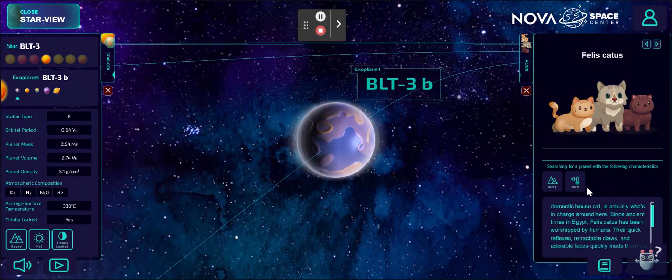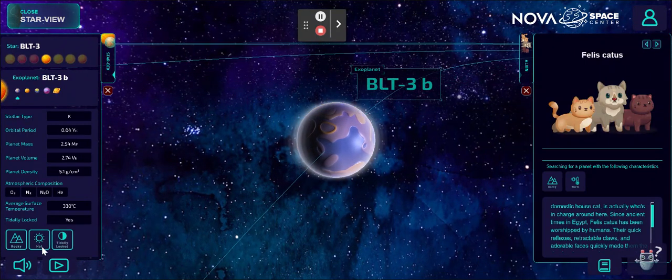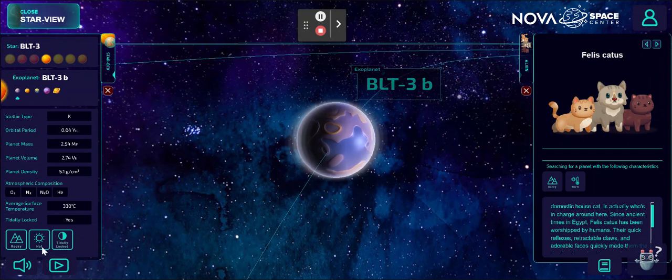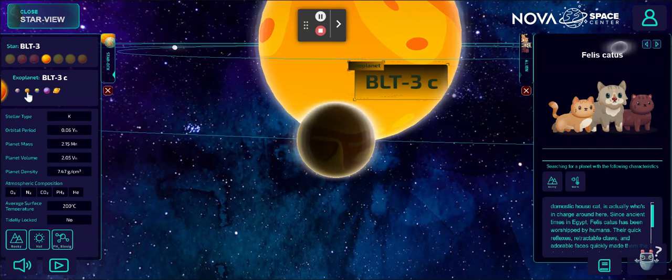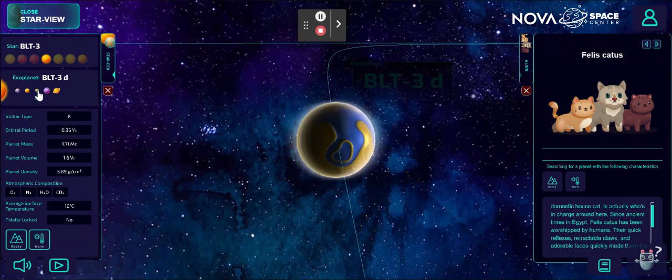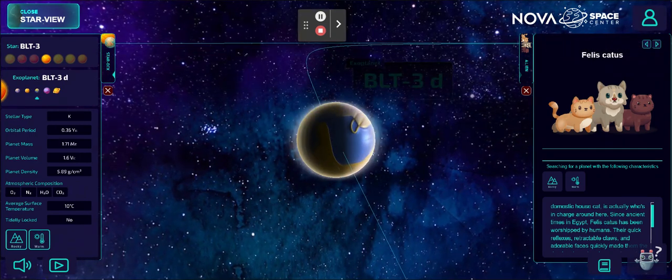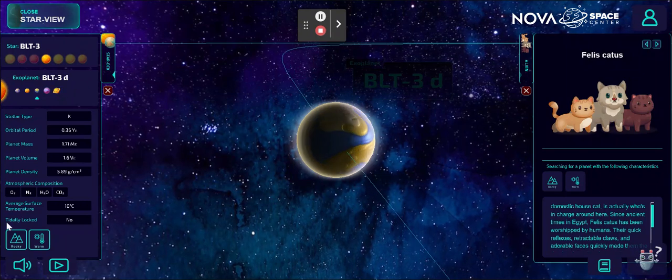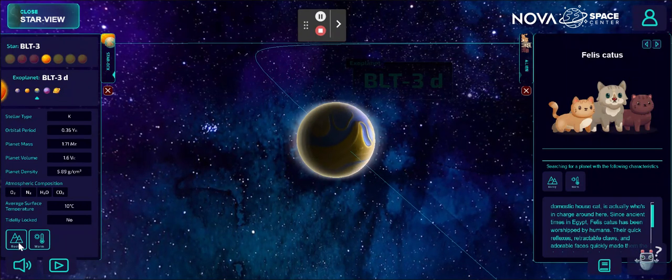It does say that it needs to be warm. So I know that it is not this first one because that's hot. So the second one is also hot. So this one's going to be a little bit easier. It's narrowing it down for me. It's going to be that third one, BLT3D, which is rocky and warm.